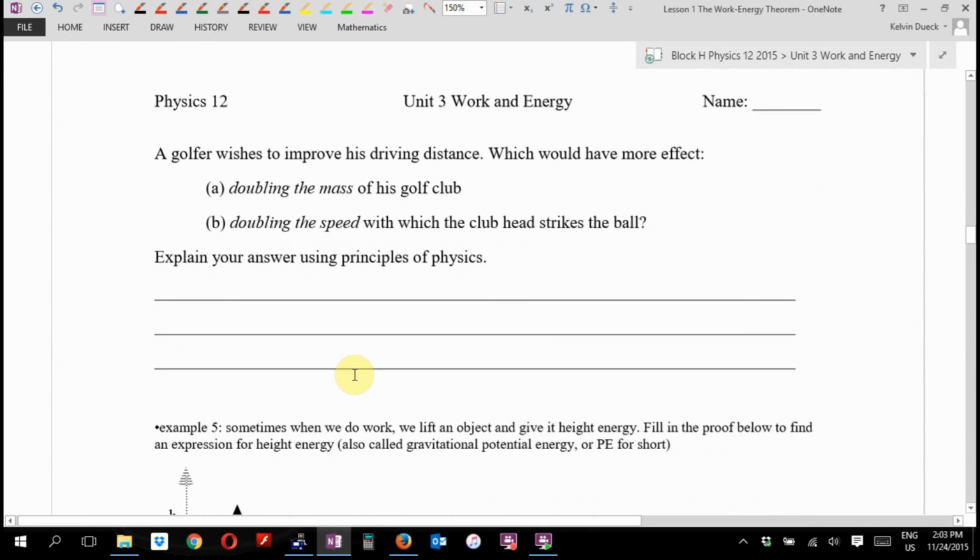Turn the page, or next page over. So we can already start to do some athletics. We can talk about sports. Golf, for example. A golfer wishes to improve his driving distance. Which would have more effect: doubling the mass of his golf club or doubling the speed with which the club head strikes the ball?